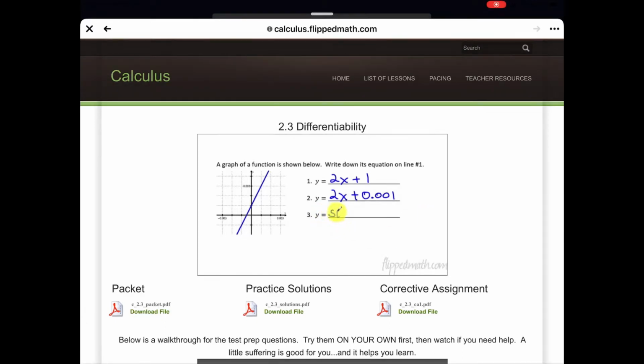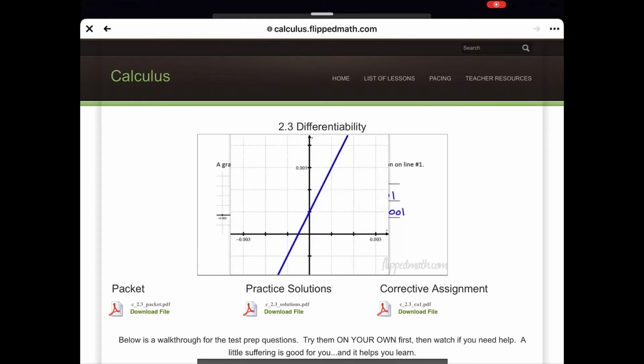y equals sine of 2x plus 0.001. How in the world are you supposed to know that? When you're zoomed in this close, there's no way. You're not going to know that. And so here's what I wanted to be able to show you. Let me pull this up here.